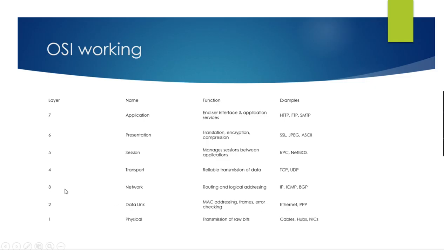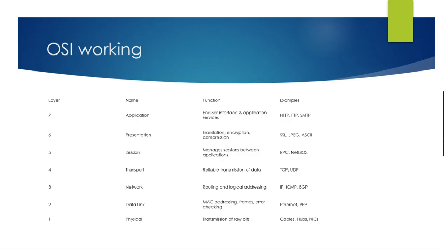Now third is the network layer: routing and logical addressing. If any data needs to be transferred from one location to another, how the path and destination are selected comes under the network layer, that is routing and logical addressing. What protocols are used? IP, Internet Protocol, ICMP, BGP.